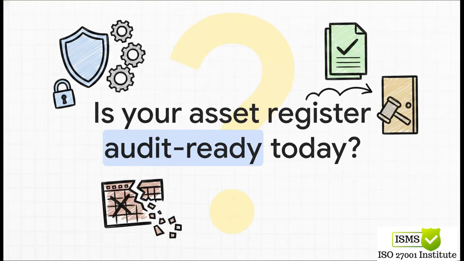So, the final question you really have to ask yourself, and what you should truly take away from this explainer, is this. Is your asset register audit-ready right now, or is it a non-conformance waiting to happen? Don't let a decaying manual spreadsheet quietly sabotage your entire security posture. Head over to ISO 27001.institute right now to secure your compliance and bulletproof your environment today. Because when the auditor knocks on your door, you need to know for sure. Will you be ready?